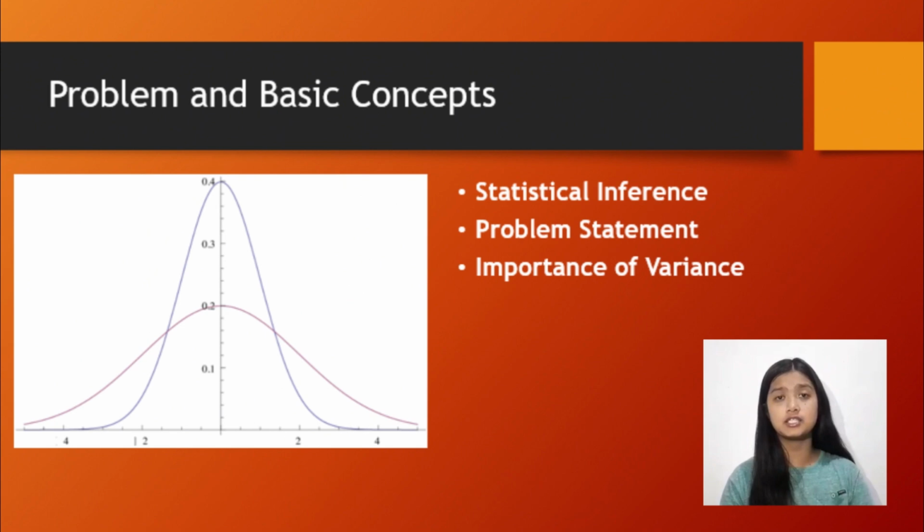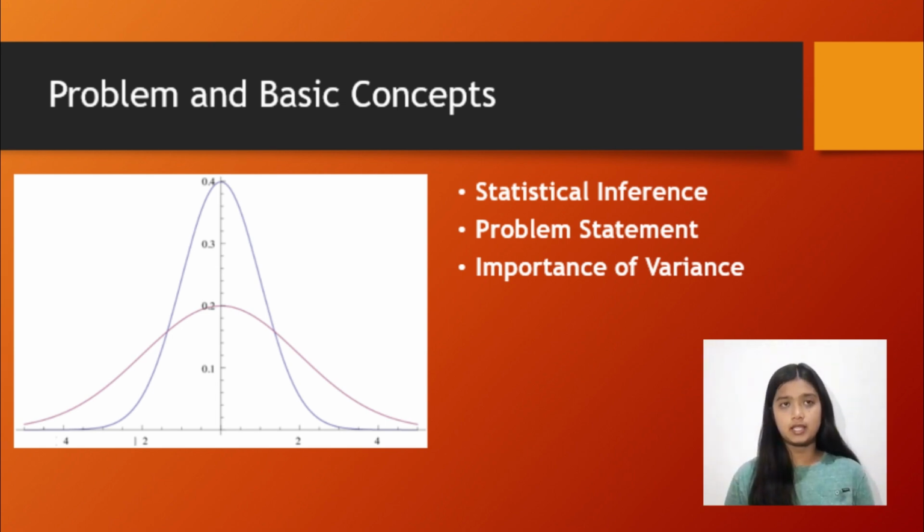Introduction to Statistical Inference. Statistical inference refers to the process of using data from a sample to draw conclusions about a population. One of the key aspects of statistical inference involves estimating the parameter of a distribution.